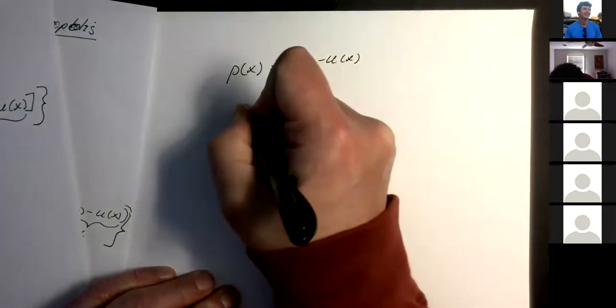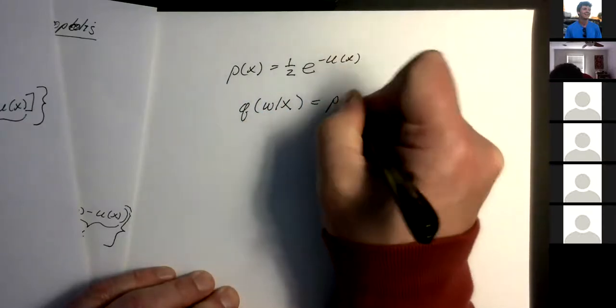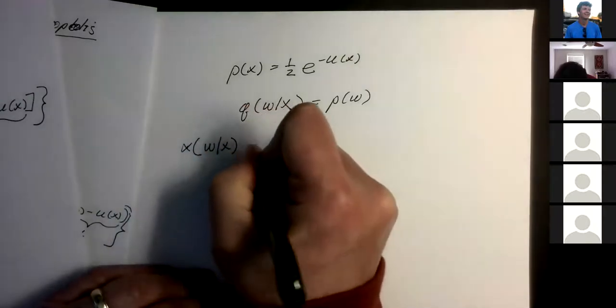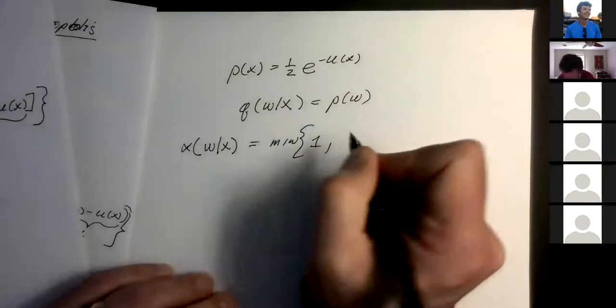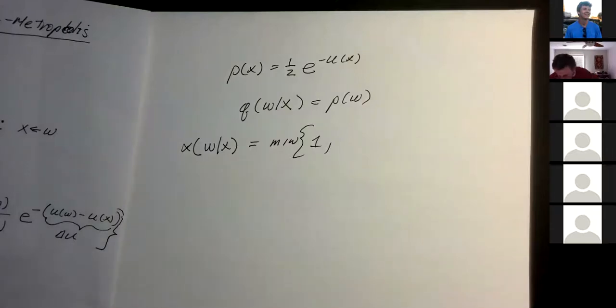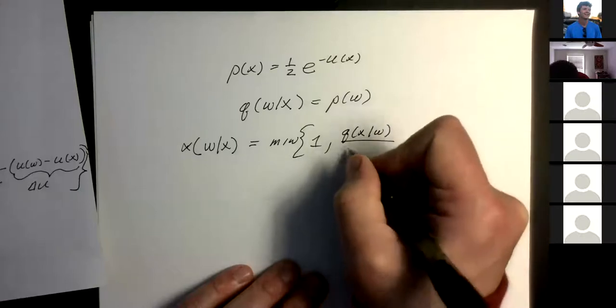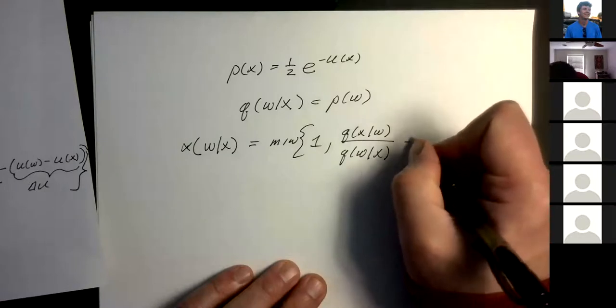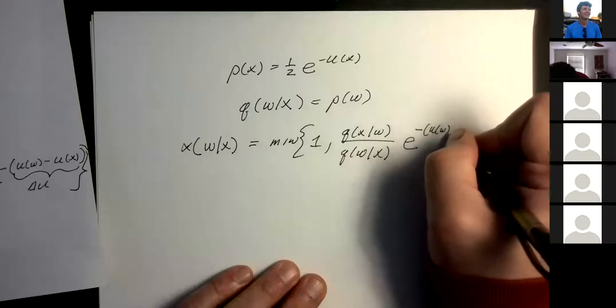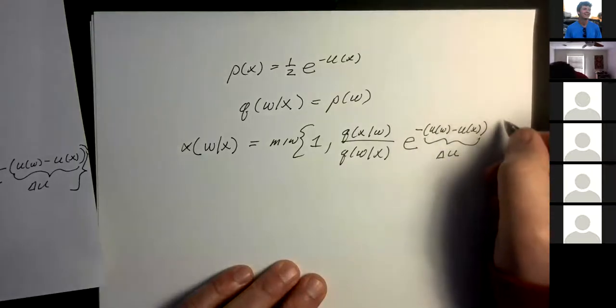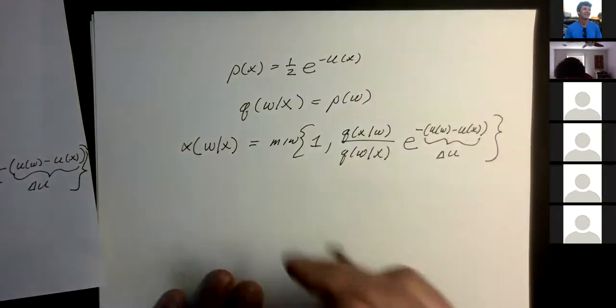Ah, I better just rewrite the whole thing. So P of X equals 1 over Z times E to the minus U of X. This is Q of W given X equals P of W, because I'm making exactly the same mistakes that students make, which is bad because I'm going to reinforce your errors. This is the minimum of 1. I can't believe I transcribed that incorrectly. Okay, so this is the formula here. It's Q of X given W over Q of W given X. And this is E to the minus U of W minus U of X. And this thing is delta U. Like that, okay?